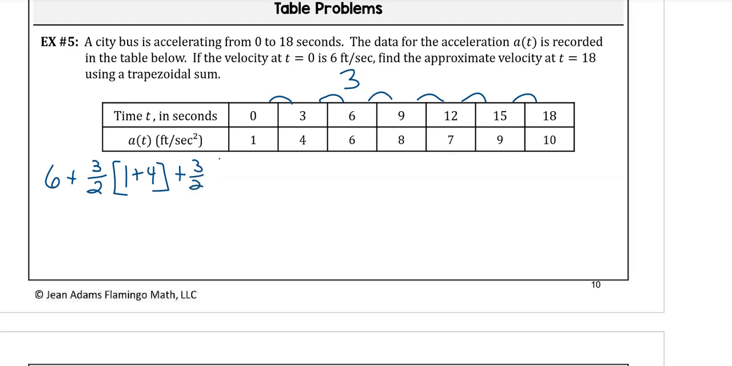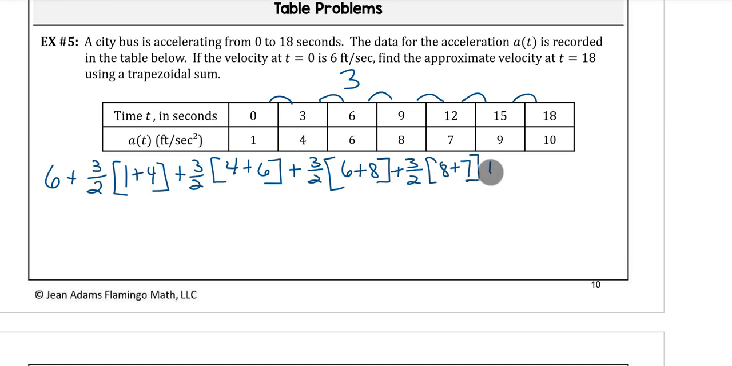And then we're going to have 4 plus 6. And then we're going to have 6 plus 8. And then 8 plus 7. And then 7 plus 9. And then 9 plus 10.